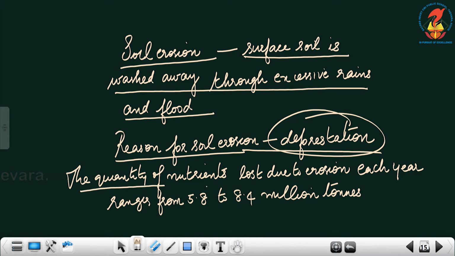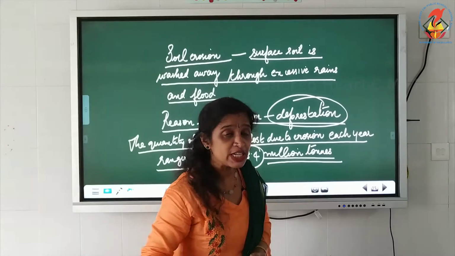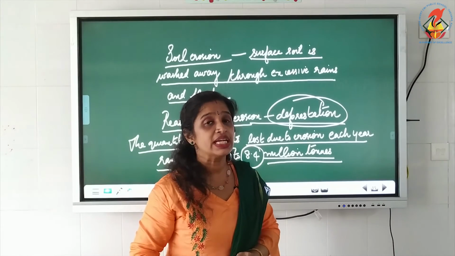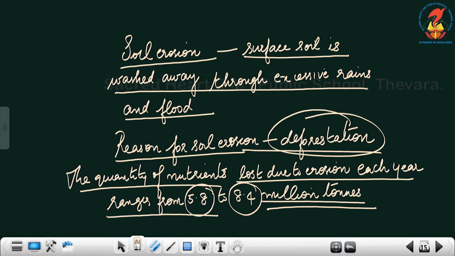Now, you can find the quantity of nutrients lost due to erosion each year ranges from 5.8 to 8.4 million tons. So, this much nutrients we are losing every year. So, it is a major concern. It is a very serious issue that we are losing the nutrients in the soil due to soil erosion, that ranges from 5.8 to 8.4 million tons.